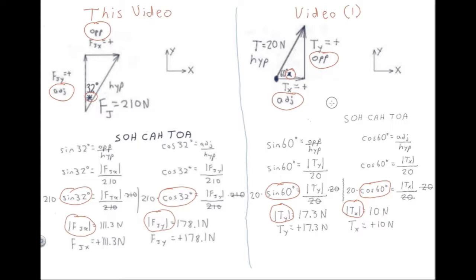So we can see that a key to the SOHCAHTOA process is using an asterisk to label the angle that you're focusing on in the right triangle, and then carefully and correctly labeling the opposite and adjacent and hypotenuse sides in the right triangle.